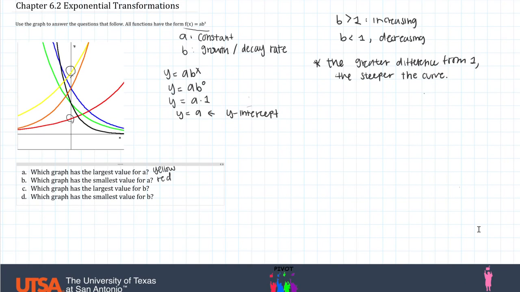So part C asks, which graph has the largest b-value? And since we're looking for the largest growth factor, we can look at the increasing graphs, red, yellow, and orange. And out of these three, orange seems to be the steepest, and therefore will have the greatest growth factor or b-value. So for part C, our answer is going to be orange.